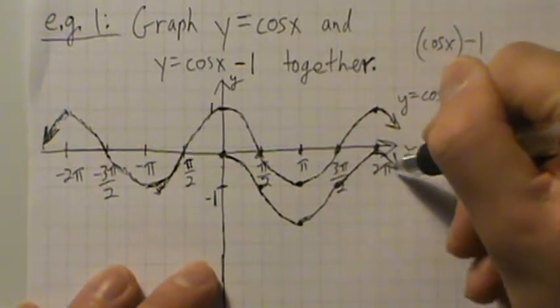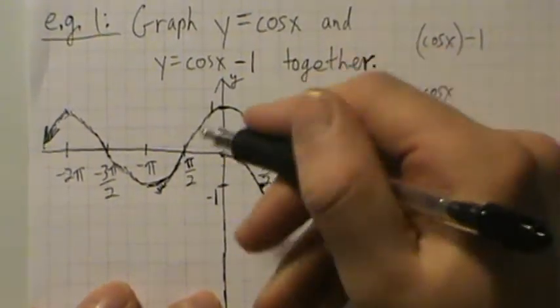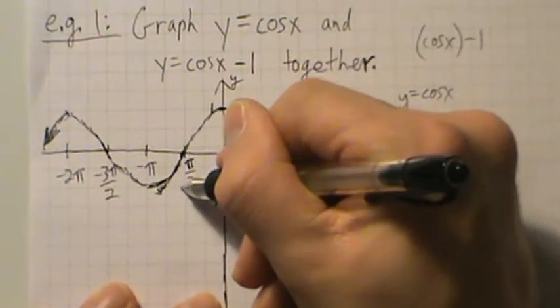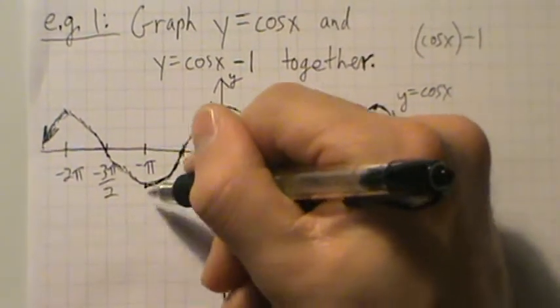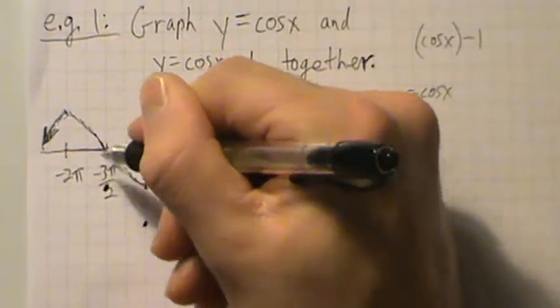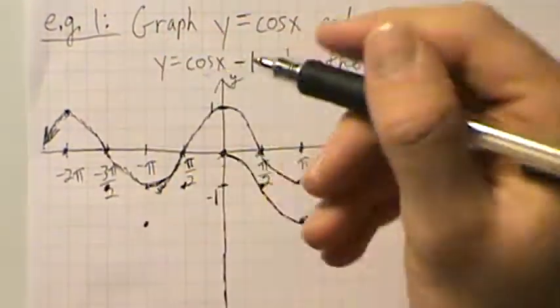And the pattern is going to continue over here. And likewise, same thing happens over here. This point gets pushed down 1 unit. This point pushed down 1 unit. This point pushed down 1 unit. Same thing over here, pushed down 1 unit.